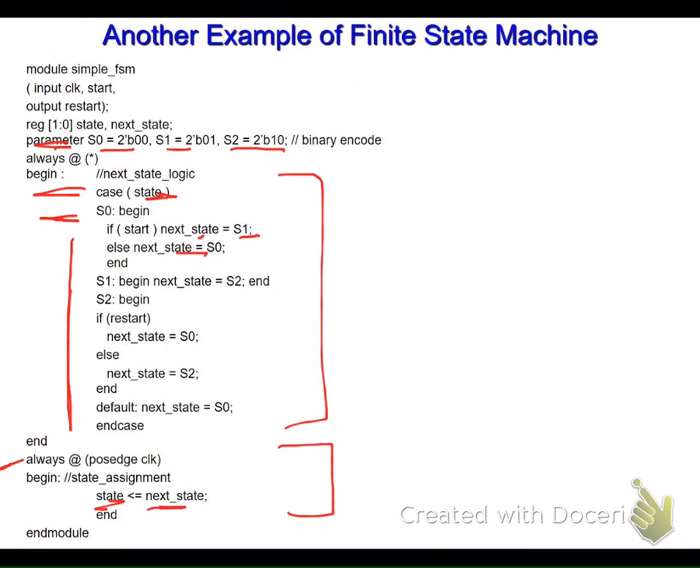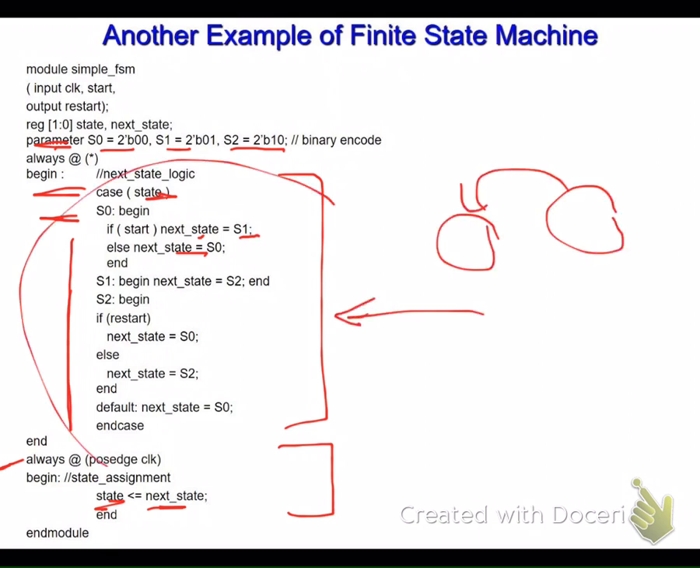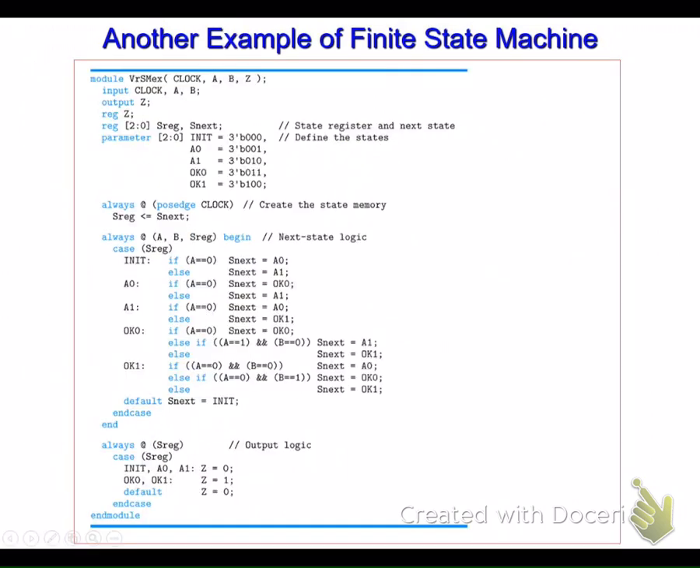In the quiz or in the exam, I can give you a state diagram and ask you to write it, or I can give you this and ask you to draw that. So it can be any of these things. You have to go from one to the other, and so on and so forth. This is also another example of a finite state machine.